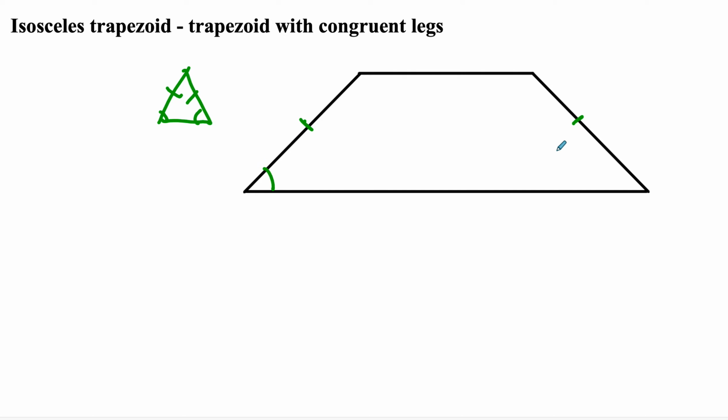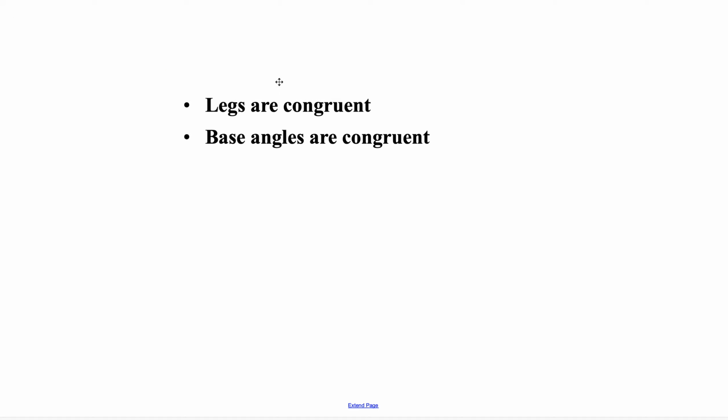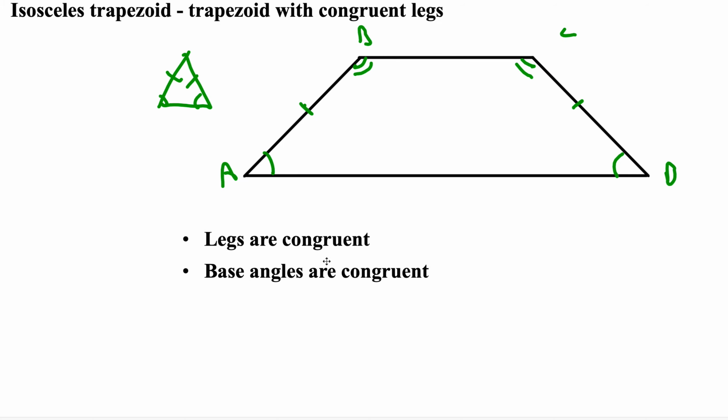Turns out they are also congruent, that is, the angles opposite in a trapezoid. Now because both of these have to add to 180, it also turns out that these angles are congruent. This to this, so if this was ABCD, we know that angle A would be congruent to angle D, and B would be congruent to C. So, key things, legs are congruent, and what we call the base angles are also congruent.